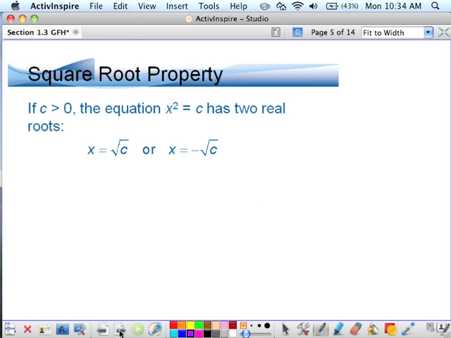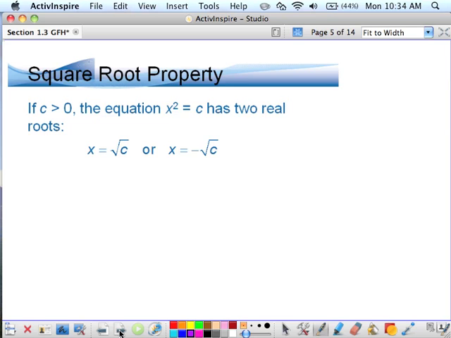The second method of solving quadratic equations is by the square root property. The square root property says that if we have a square equal to a constant, that it will have two real roots. We simply take the square root of both sides and it will produce x equals the positive square root of the constant and the negative square root of the constant. So you have to remember that when you apply the square root to both sides to show a plus and a minus.